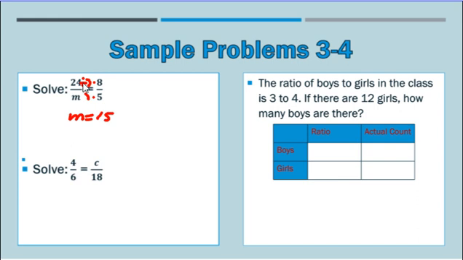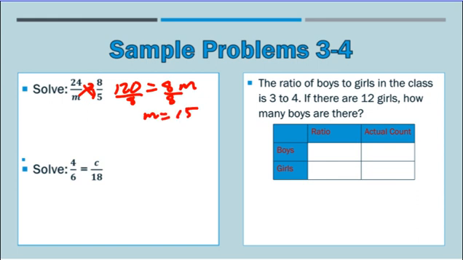I can do it another way. I can also cross multiply. So 24 times 5 gives me 120 equals, cross multiply the other way, 8m. To get m by itself, the opposite of multiplying by 8 is dividing by 8. So 120 divided by 8 gives me 15.